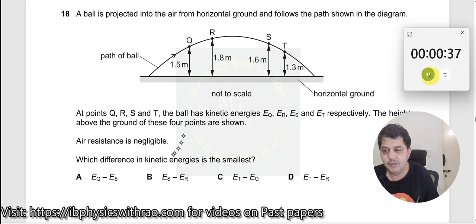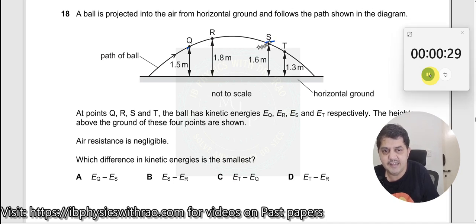Okay, so what is it that you need to do? EQ minus ES. You need to find out what is the kinetic energy here, what is the kinetic energy here, and subtract one from the other. So what do we do here? In such cases, you can apply conservation of energy or the work energy theorem. If you are not aware of the work energy theorem, you can go with conservation of energy.